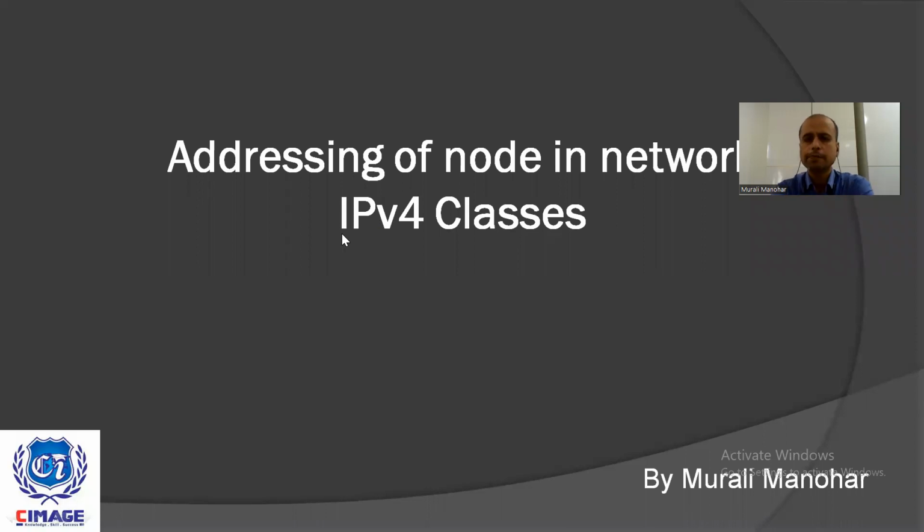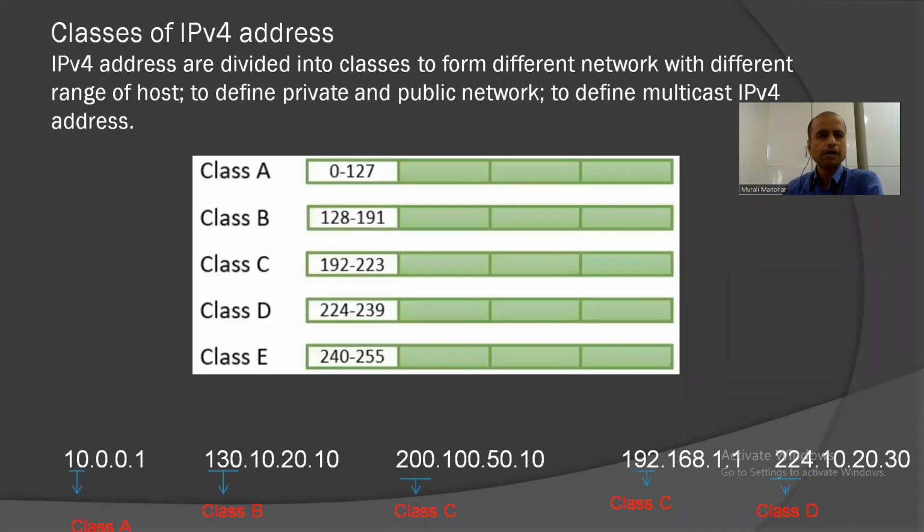In IPv4, we have already discussed that it has 32 bits and it has been divided into 4 groups. Each group has 8 bits. And this address has been further divided into different classes, class A, B, C, D, E. I'm just giving a brief introduction about these things because I have already discussed them in my last few videos.